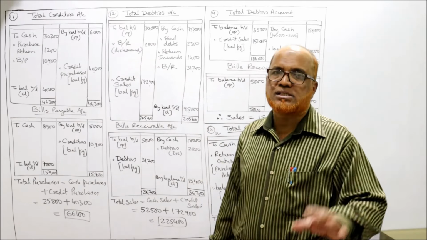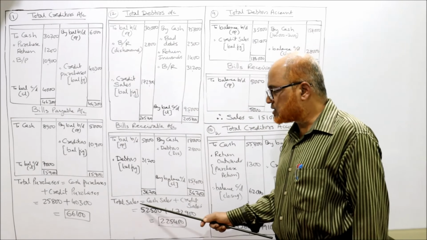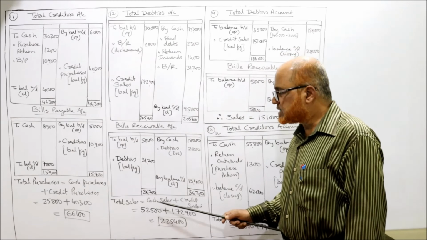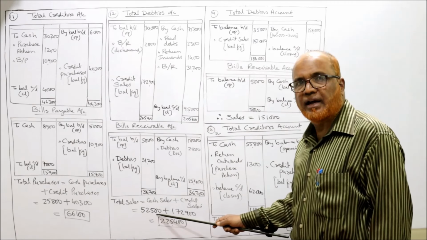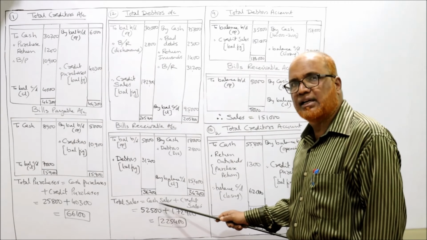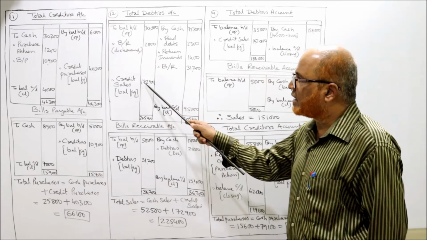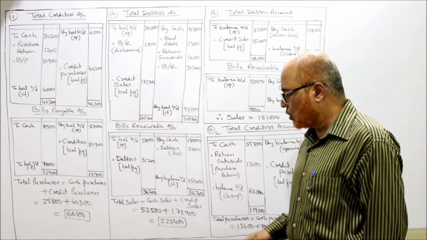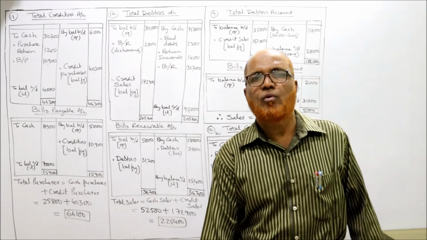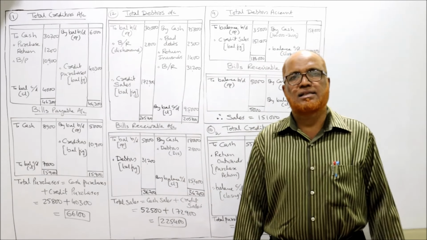Now we require total sales. Total sales means cash sales plus credit sales. Cash sales are given in the problem, 52,500. In the last line it is given, 52,500 cash sales. Credit sales we have calculated, 1,72,900. Add both, 2,25,400 is the total sales. That's it.